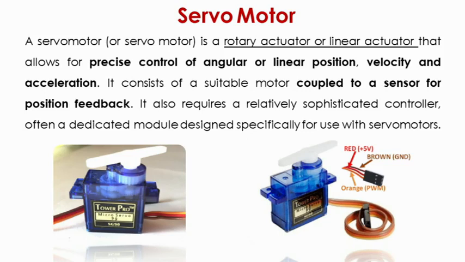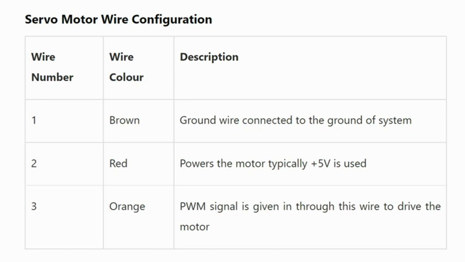The three pins that come out of the motor are: the orange one, which is the signal pin; the red one, which is the power pin, plus 5 volt; and the brown one, which is the ground pin. So that is the ground wire. Now, let's see what parts and tools are required for this project.